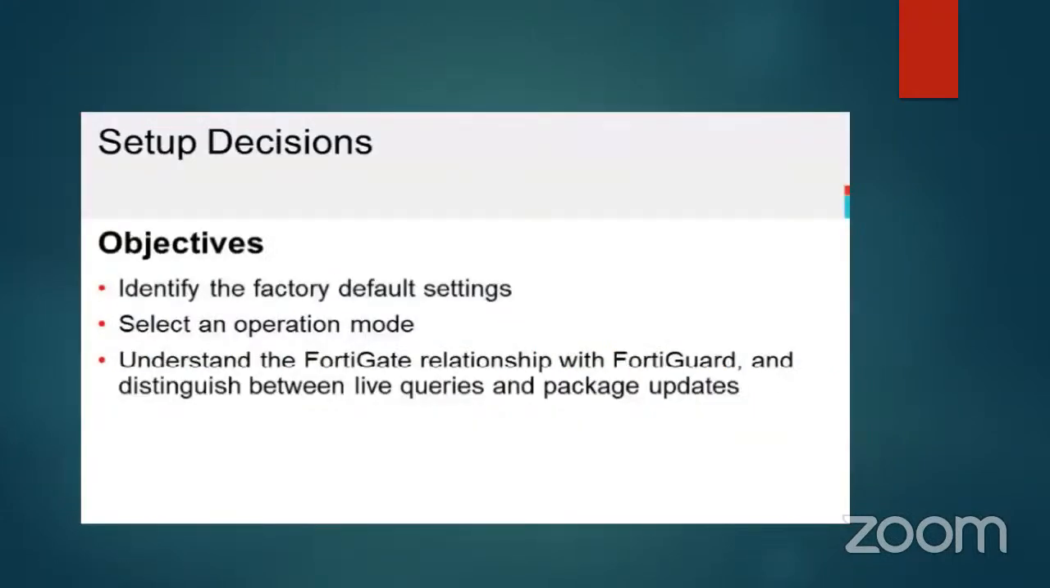That's it. Now, setup and decisions. Identify the factory default settings. Let's assume today you got one FortiGate, and you are checking what the basic settings are in this device. Then there is something known as operation mode. In the very first class, I said that the FortiGate is one of the devices that can work from layer 2 to layer 7. That's the specialty of this device. It can work in layer 2 like a switch, not exactly that you make it a switch, but it can work like that, as well as like a router, or like a firewall, and a firewall with next gen features. We'll discuss what happens in those operation modes, and then we'll get a basic understanding of what FortiGuard is.